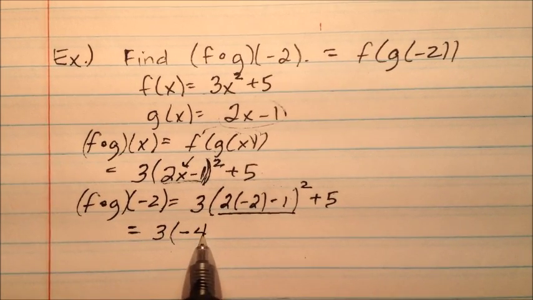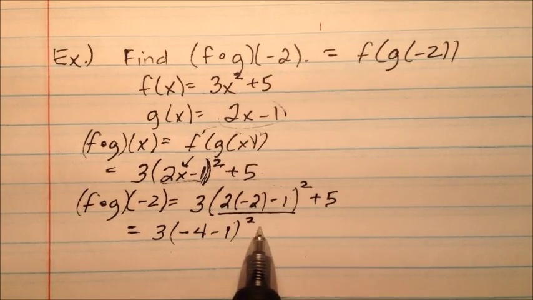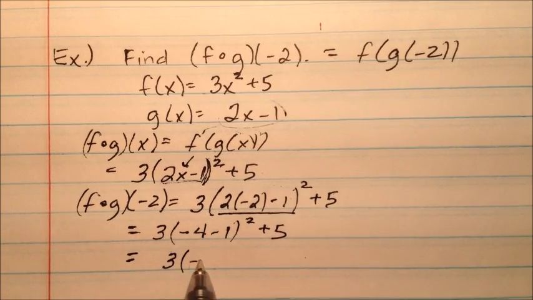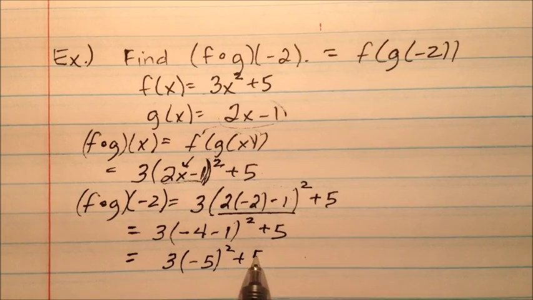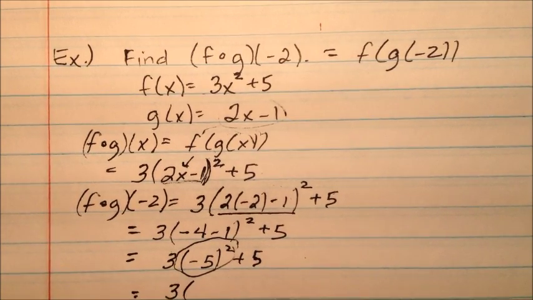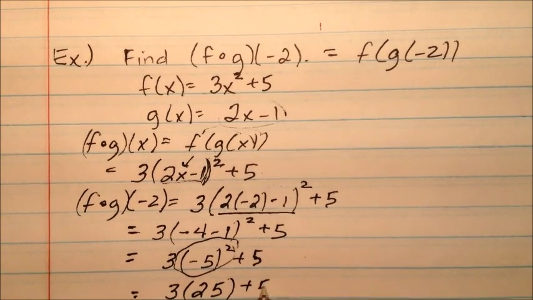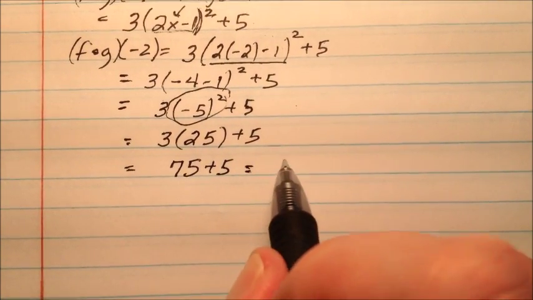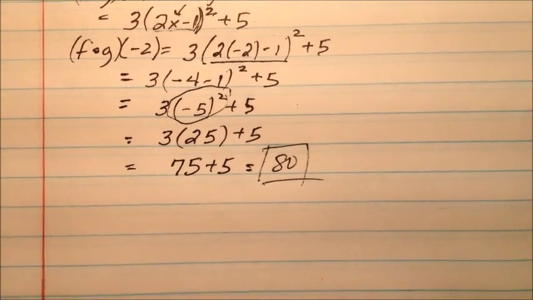So 2 times -2 is -4, minus the 1, that whole quantity is squared. Anyway, we're just going down and working this thing and simplifying it. So exponents will be next. So 3 times, we have -5 quantity squared, so 3 times 25 will be 75 plus 5. I'm way off the screen now, sorry. There we go, is 80, right?